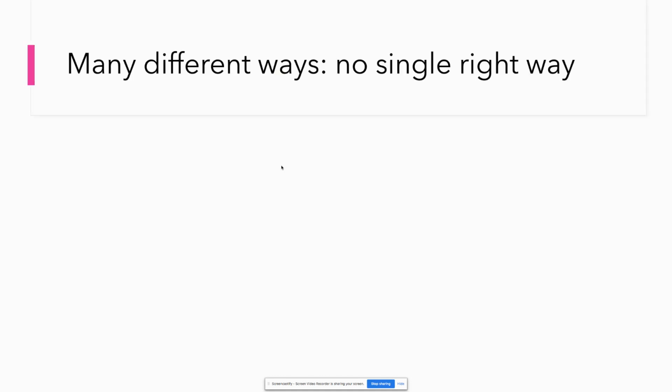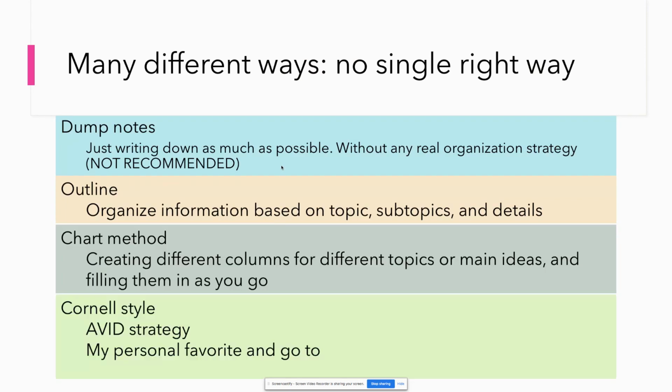So there's no one way to take notes. These are just some other types of note-taking strategies. The first one is one that I see a lot, especially in high school. I call them the dump notes, where you're just writing down as much as possible without thinking about organization or strategy, and it's just a page full of writing. These are very ineffective, and I do not recommend it.